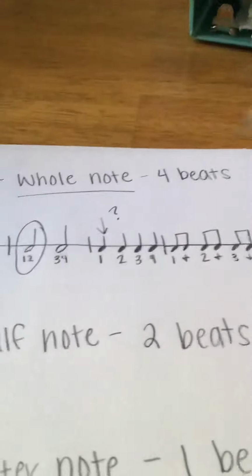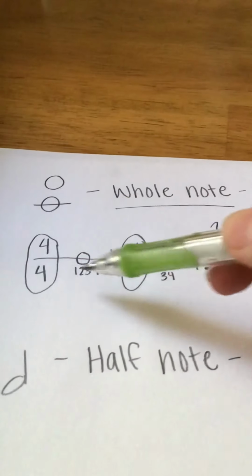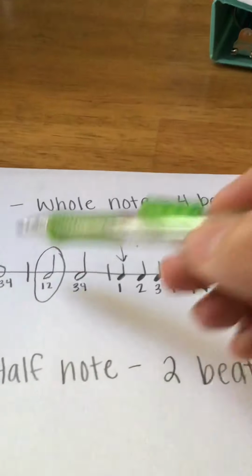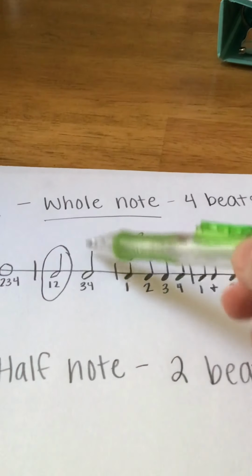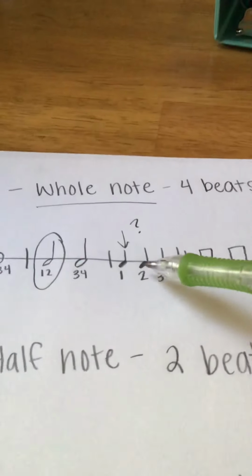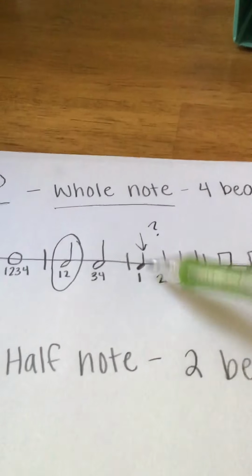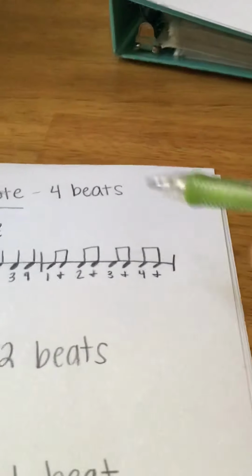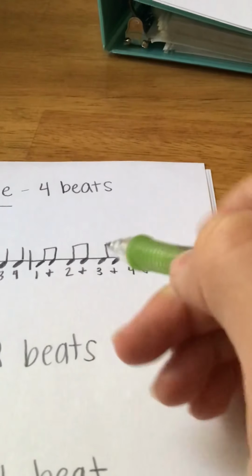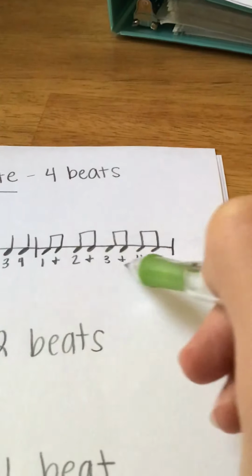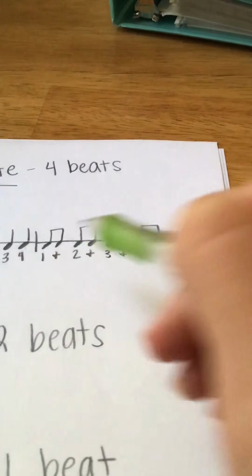So please remember, a whole note has 4 beats, so therefore it takes up the whole measure. A half note has 2 beats, so therefore it takes up half the measure. A quarter note has 1 beat, so therefore it takes up 1/4 of a measure. And an eighth note takes up 1/8 of a measure, okay? Otherwise known, you need 8 of them to fill it up.